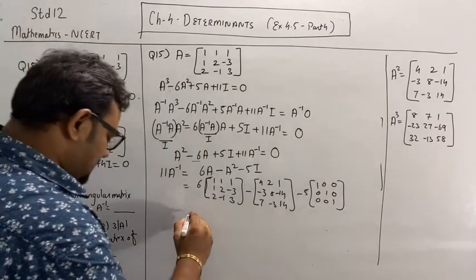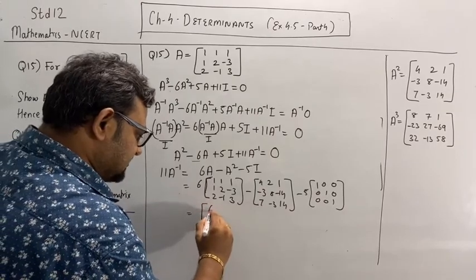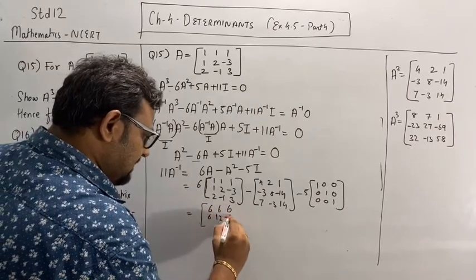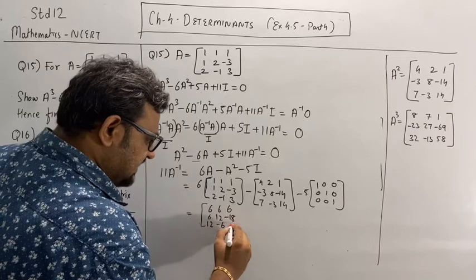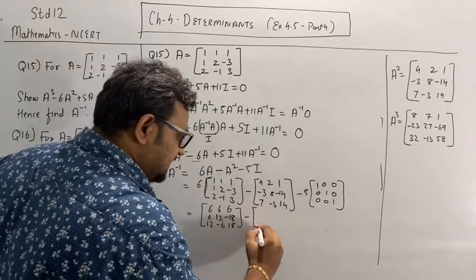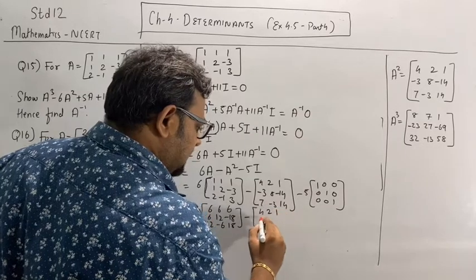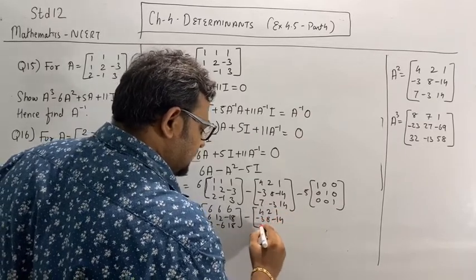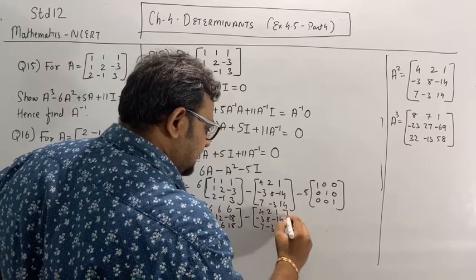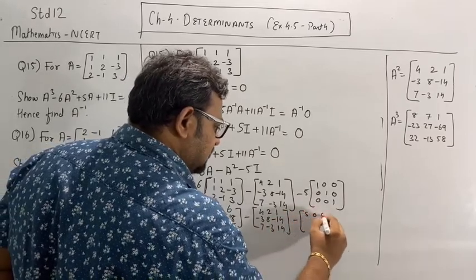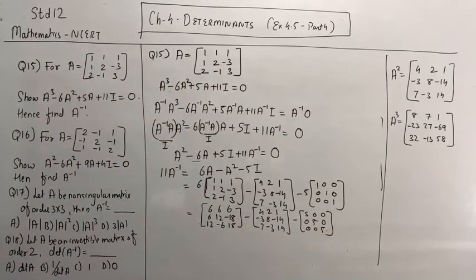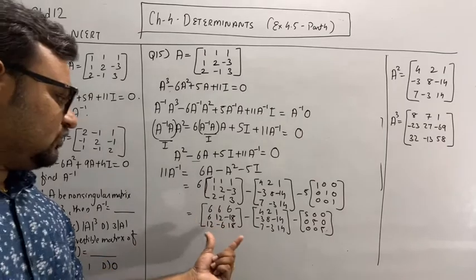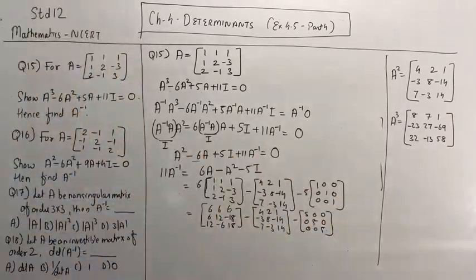Clear? So this will be equal to, multiplied by 6, 6, 6, 6, 6, 12, minus 18, 6, minus, sorry, 12, minus 6 and 18, minus 4, 2, 1, minus 3, 8, minus 14, 7, minus 3, 14, minus 5, 0, 0, 0, 5, 0, 0, 0, 5. So now we will just use this matrix minus this, minus this. Okay, so now let's solve it.